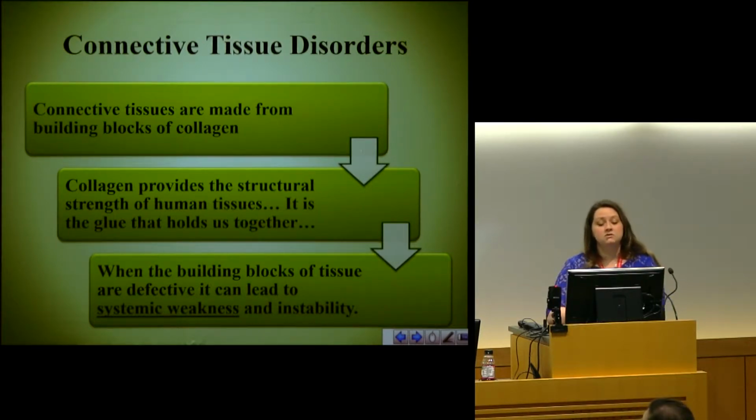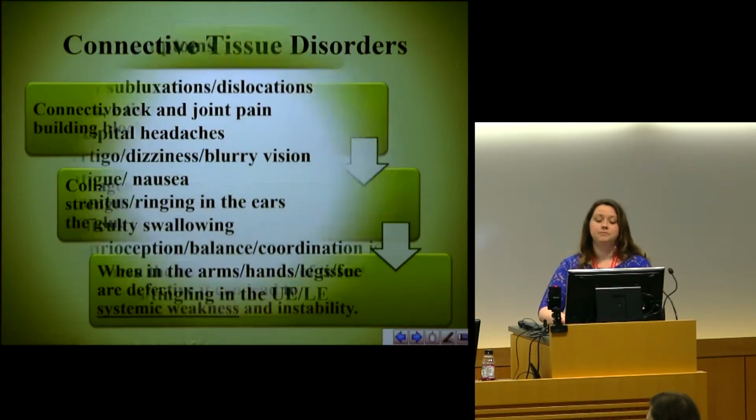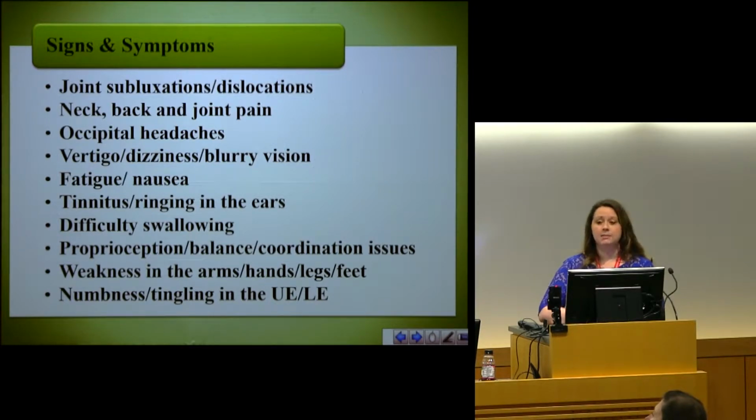We've already talked about connective tissue disorders. Connective tissues are made from the building blocks of collagen. Collagen is the support structure that provides strength to all human tissues, and it's the glue that holds us together. When the building blocks of tissue are defective, it can lead to systemic weakness and instability. When the glue that holds your entire body together isn't strong enough, that makes your whole body not strong enough at a systemic level, not just at a joint level or a specific muscle. That's very localized. We're talking with these patients about a systemic susceptibility. I don't want to overwhelm you with this slide, but basically you can read it yourselves.